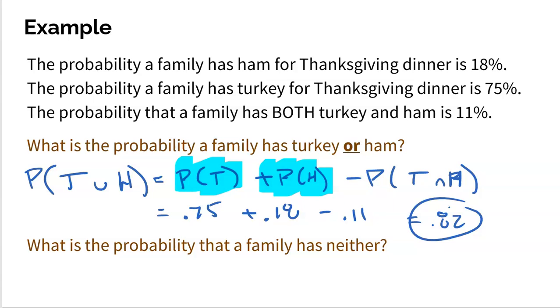When I subtract away the turkey and ham, I'm not subtracting it away to get rid of it. I'm stopping those houses from being double counted. Some of these houses have only turkey. Some of these houses have only ham, and some of them have both. That's what I'm looking for when we say or.